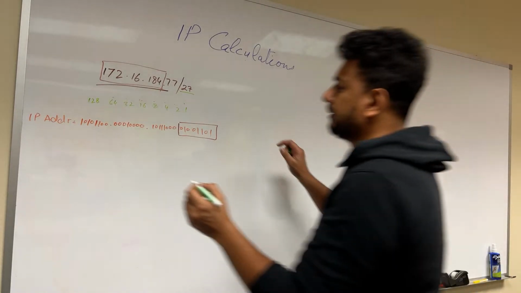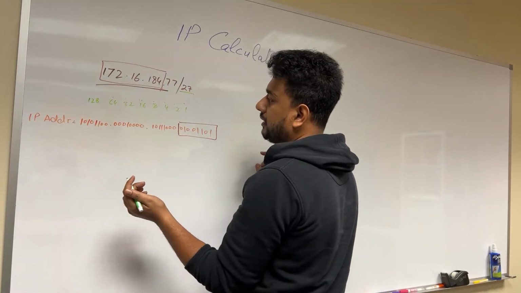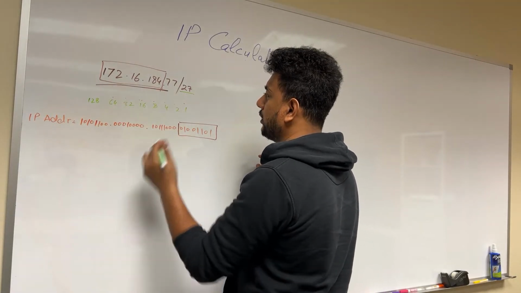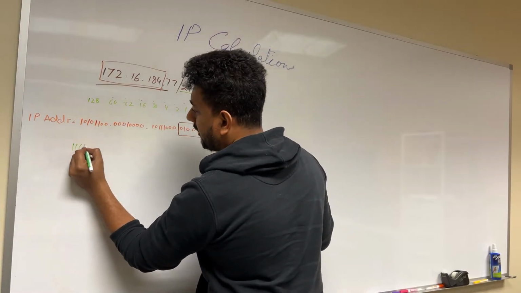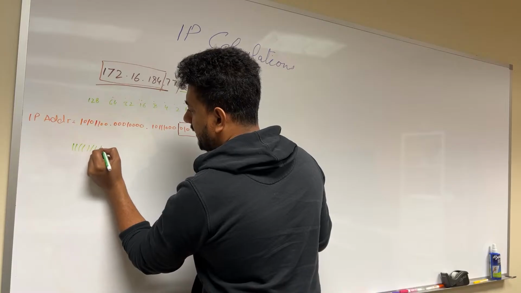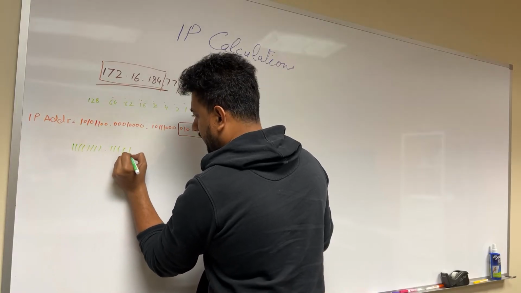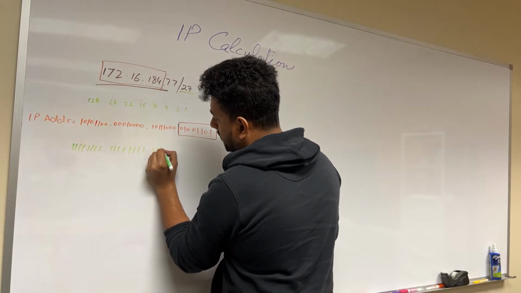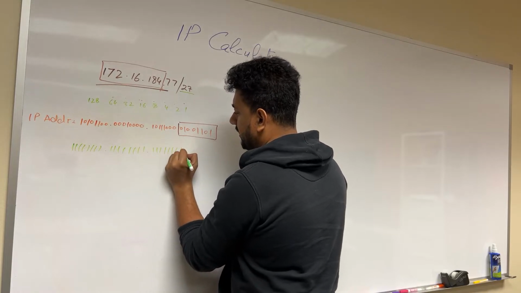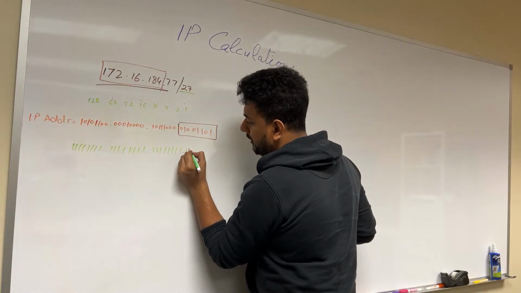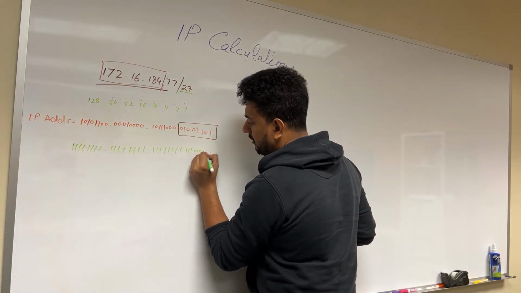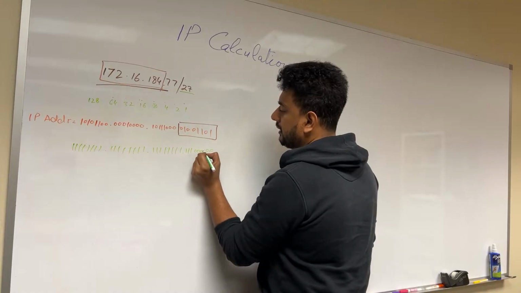Okay, so for 27, we 100% know 27 bits are on. So let's first turn on 1, 2, 3, 4, 5, 6, 7, 8, then 1 through 8, then 1 through 8. So these 24 bits are on. Now we're going to turn on 3 more bits: 1, 2, 3, and then 0, 0, 0, 0, 0.